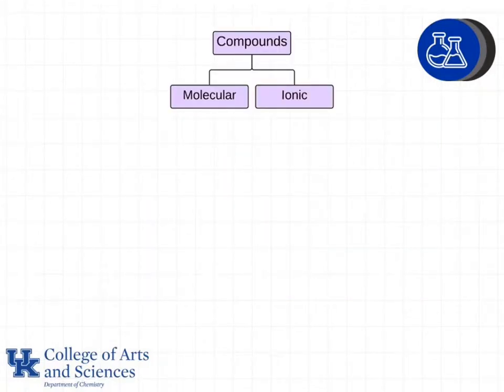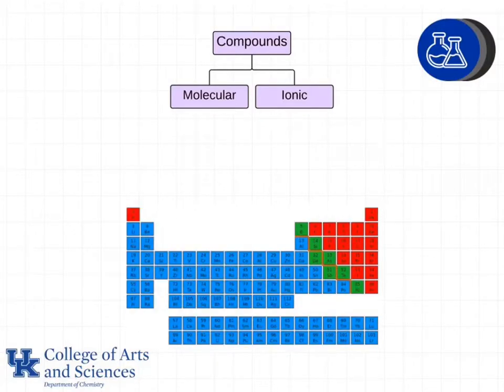We talked about pure substances and how they were divided between elements and compounds. We further broke down our elements into atomic and molecular elements. Now we're going to look at compounds and look at the difference between molecular and ionic compounds. So in order to do this, we need to look back at our periodic table and remember where our classifications of metal, metalloids, and nonmetals are.